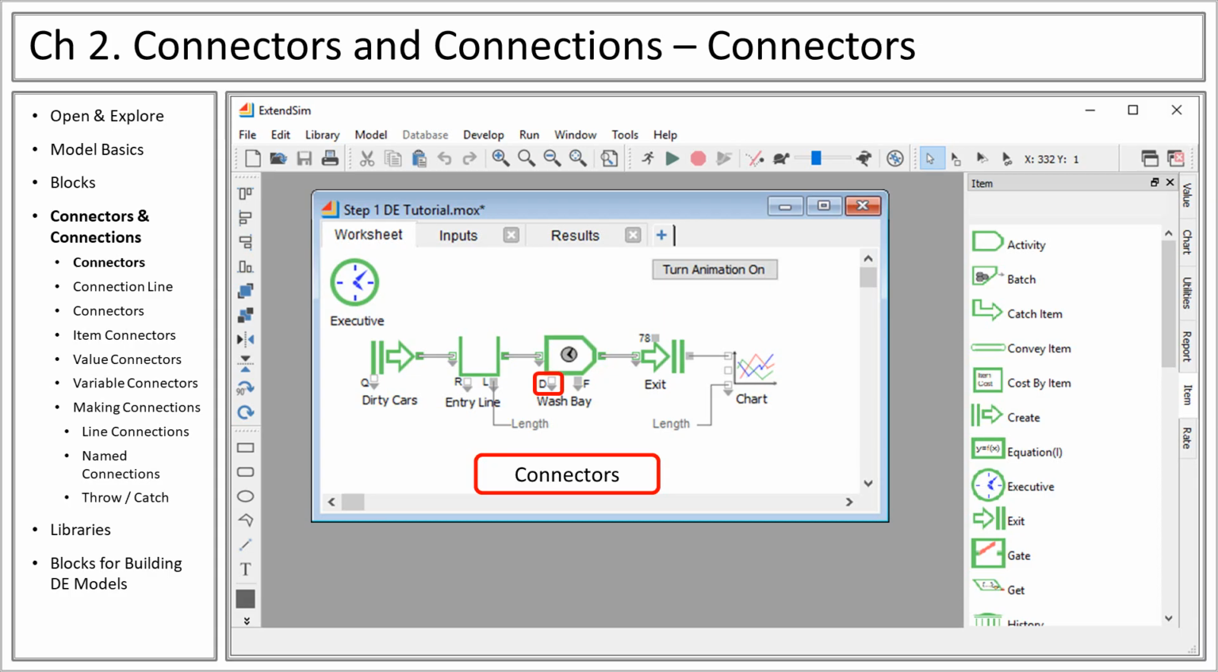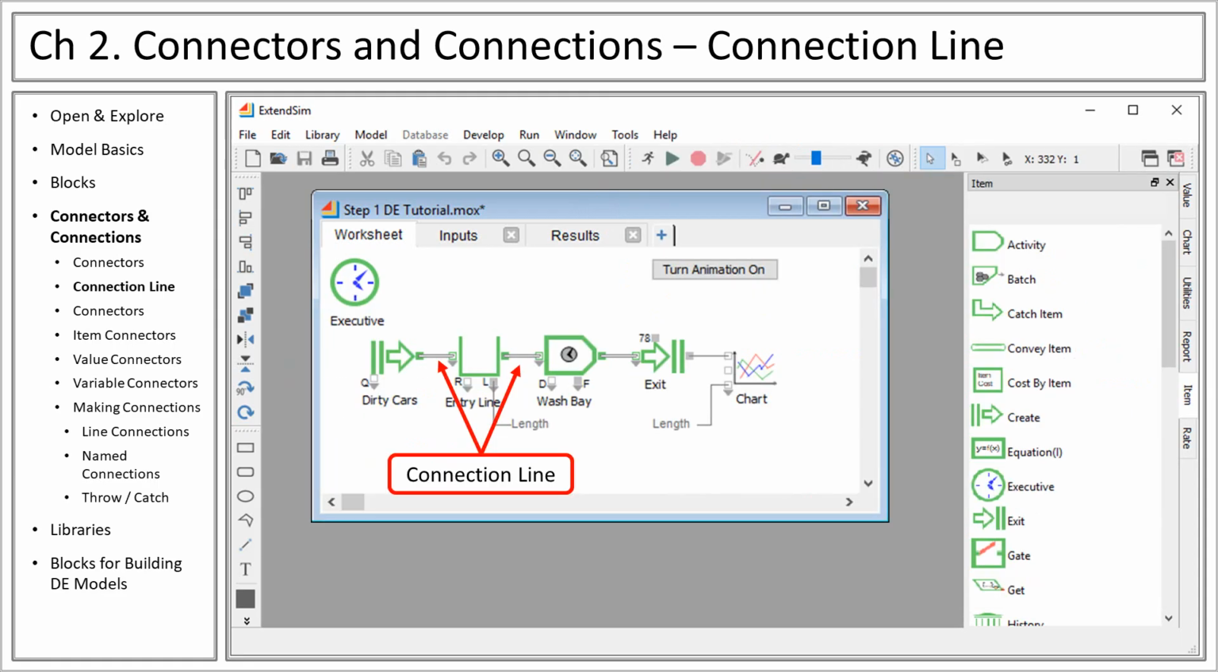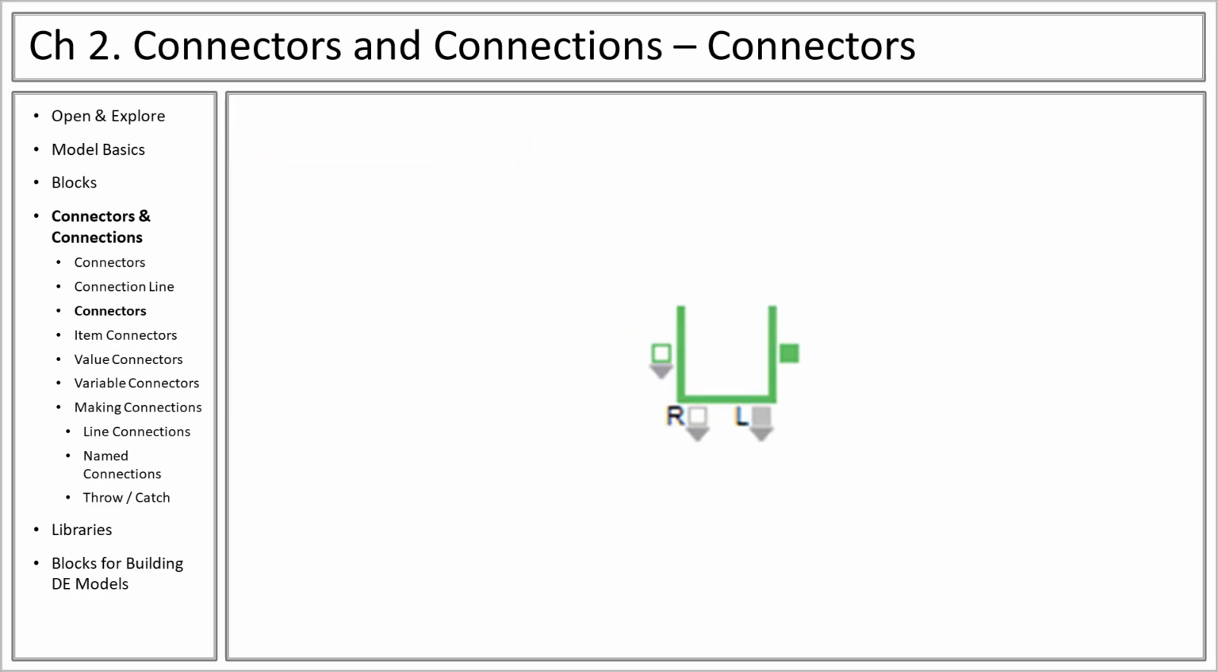For example, if you want to change the delay time of the activity block during the simulation run, then you could connect other blocks to the D connector of the activity, and the activity knows what to do with the values that are input into that connector. For the activity and all other blocks, you can get information about a connector's function by clicking the Help button in the bottom left-hand corner of the block's dialog, or you can see the user's reference. Connection lines are the mechanism used to transfer data and information between blocks.